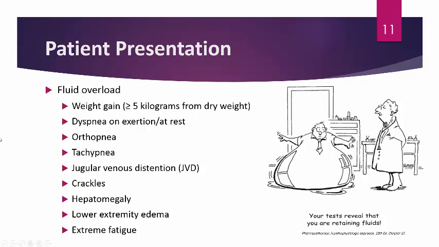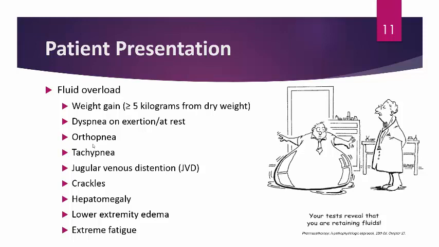Another thing that you may see is patients that may have some kind of problems breathing on exertion or at rest. Problems whenever they lie down and try to breathe. Quick breathing as well. You may see patients in their physical exam have jugular venous distension. They may have crackles whenever you do an auscultation of their lungs.